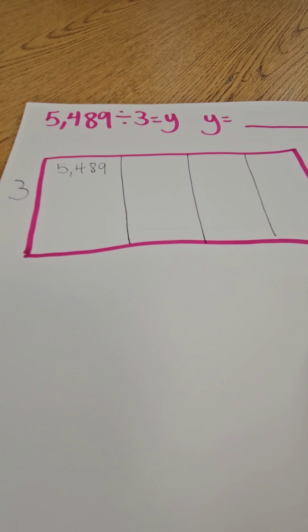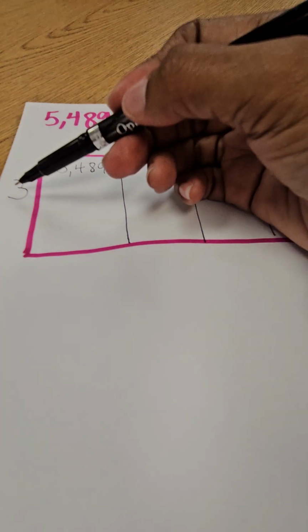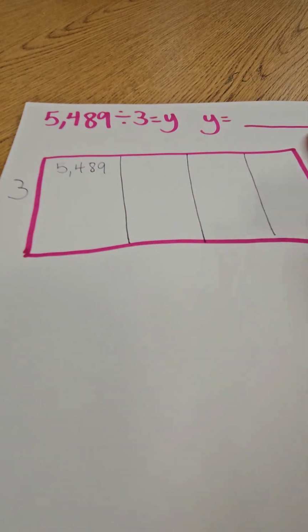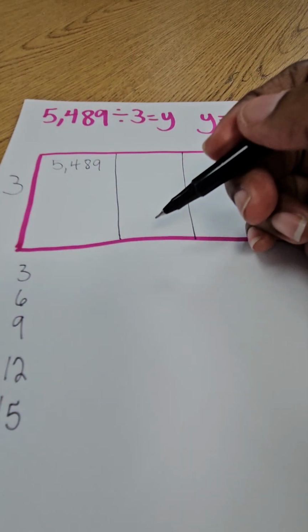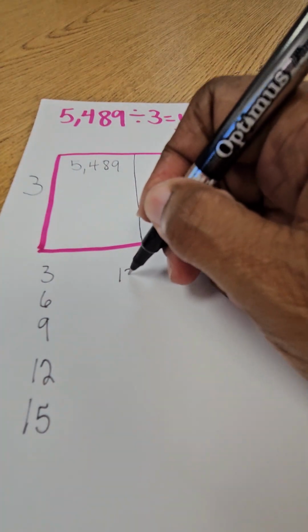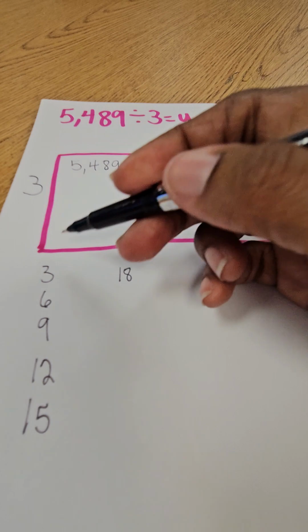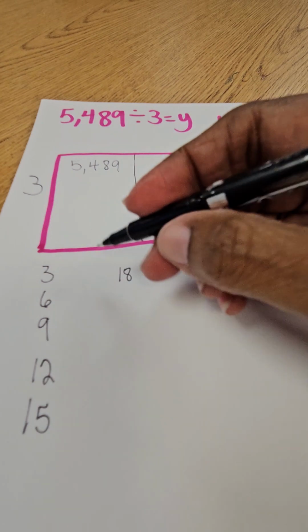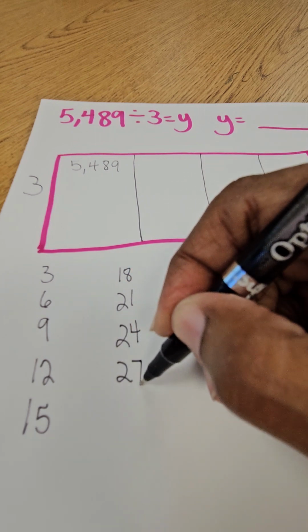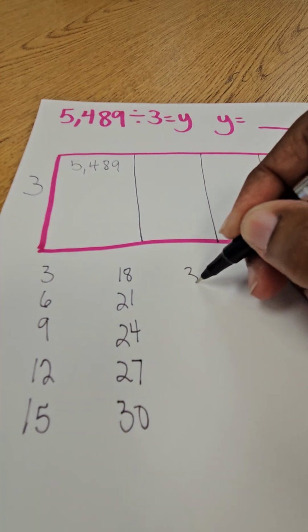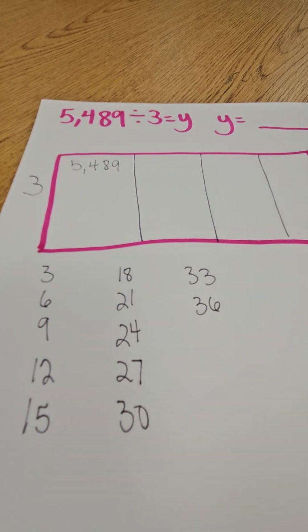Okay, so one way that we can do is we can use the multiples of 3. You could write them at the bottom, on the side, wherever is convenient for you. So multiples of 3: 3, 6, 9, 12, 15, 18. I always just stop at 12.